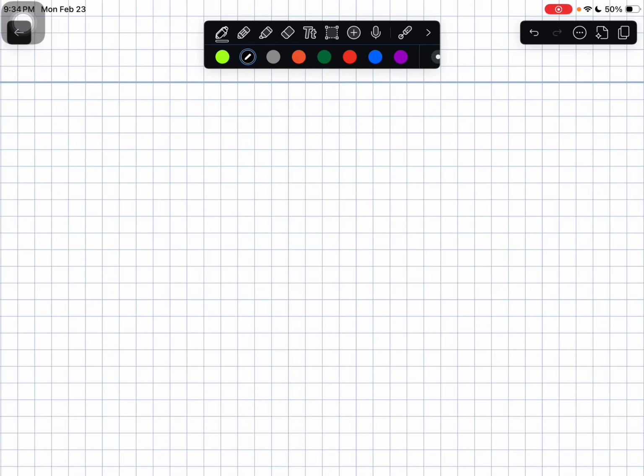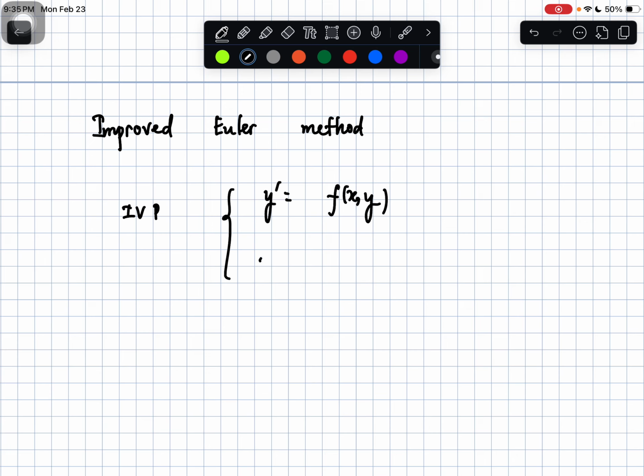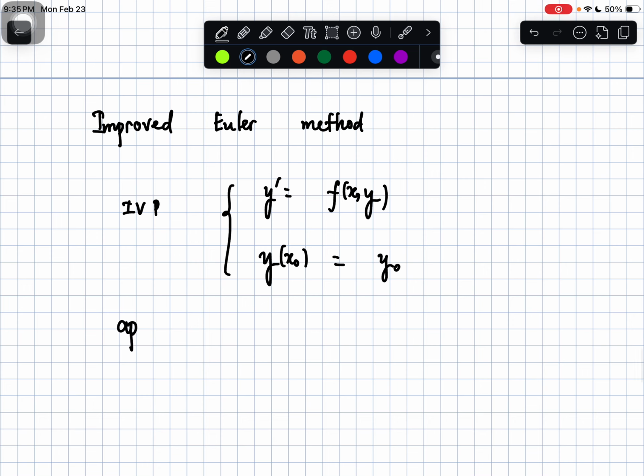Here we will have the formula for improved Euler method. So for the Euler method and the improved version, we are trying to approximate the solution of the initial value problem y prime equal to f(x, y), y at x0 equal to y0. We approximate the solution of this initial value problem.